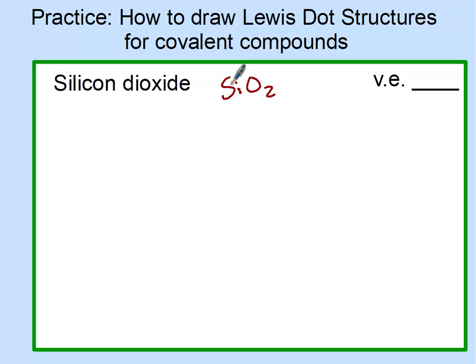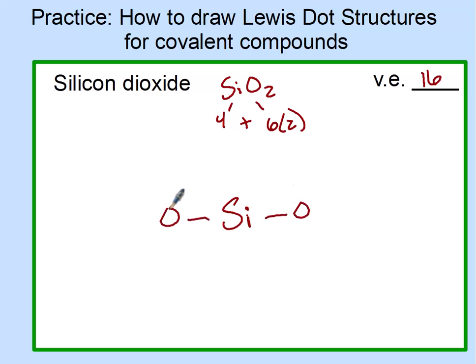So silicon dioxide was your formula. You had 4 valence electrons for silicon and 6 for oxygen times 2. And again, we're adding those up. So you had 16 to work with. So silicon goes in the middle. You should subtract 4 because you've used 2 lines. Each line counts as 2 electrons.